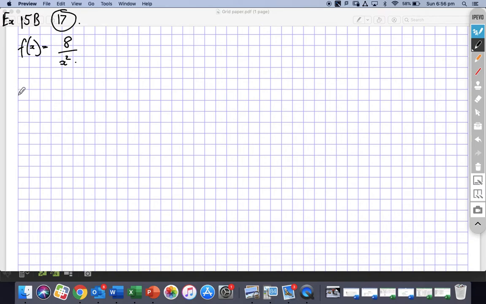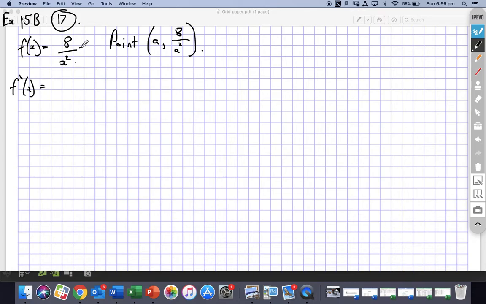Now, we wanted an equation of a tangent, so we'll need a point and we'll need a gradient. The point would be 8 on a squared. Sorry, why am I doing that? That's the y value. We do the x value first. It will be a. All right, the y value for the point will be 8 on a squared. To get the gradient, I need the derivative.